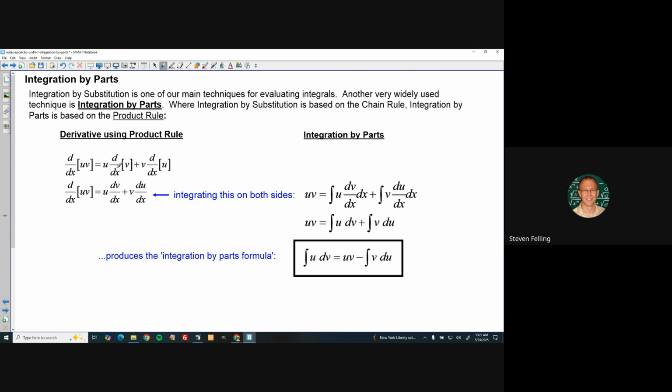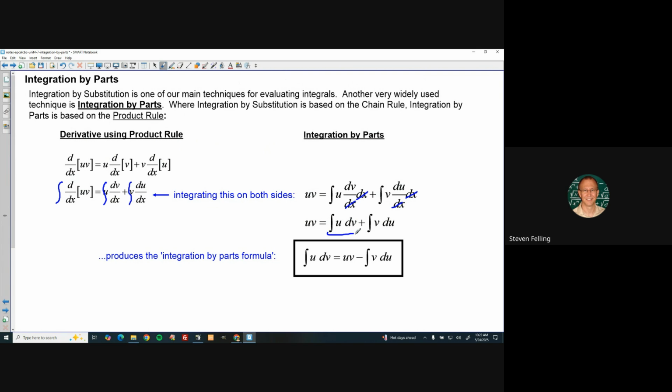Right, so we can write this derivative as u dv/dx plus v du/dx. And then take an integral on both sides. Each of these becomes an integral: this side just becomes uv, and this side becomes the integral of u dv/dx with respect to x, plus the integral of v du/dx with respect to x. But that means the derivatives and integrals are canceling out effectively, and you get uv is equal to the integral of u dv plus the integral of v du. And then you can solve for one of these integrals.